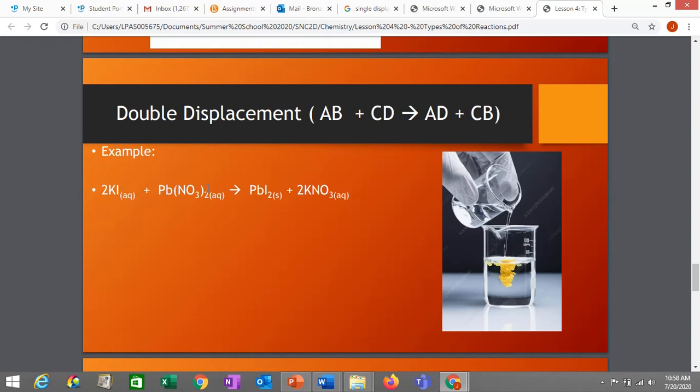lead 2 nitrate, I should say, and that produces lead 2 iodide and potassium nitrate.